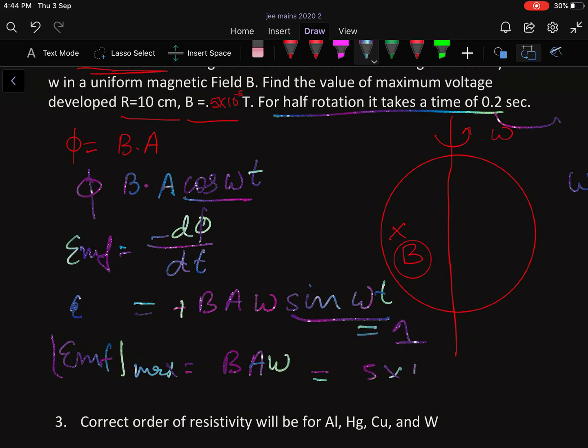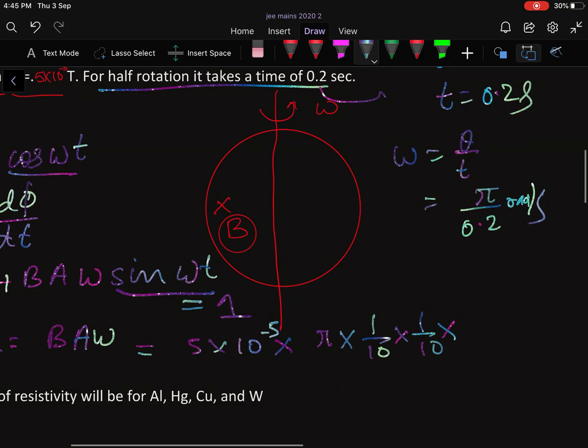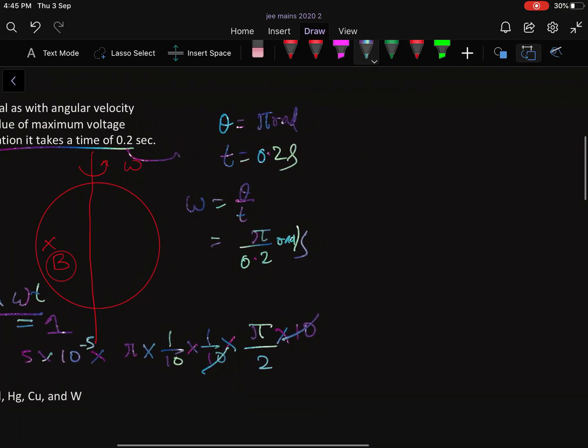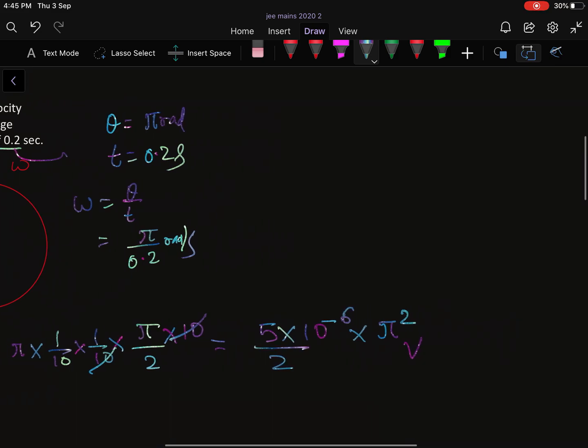You know the value of B, pi into 10 to the power minus 5, and the area of any circle is pi r square. In SI units r is 1 by 10 meter. Use omega as pi by 0.2, which you can write as 2 into 10 to the power minus 1, or a tenth. So this will get cancelled. When you solve it, you will get 5 into 10 to the power minus 6 pi square by 2 volt.